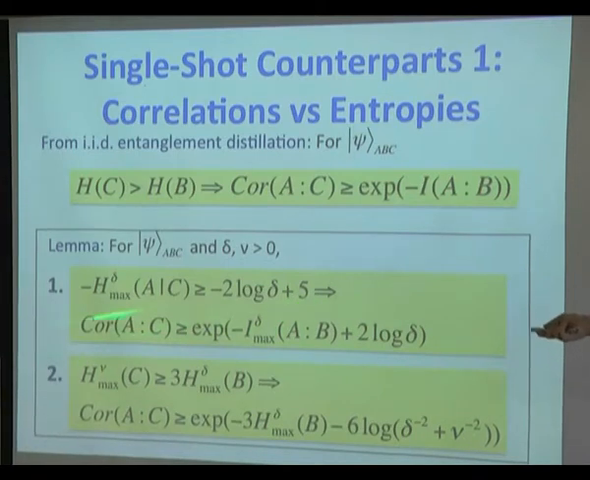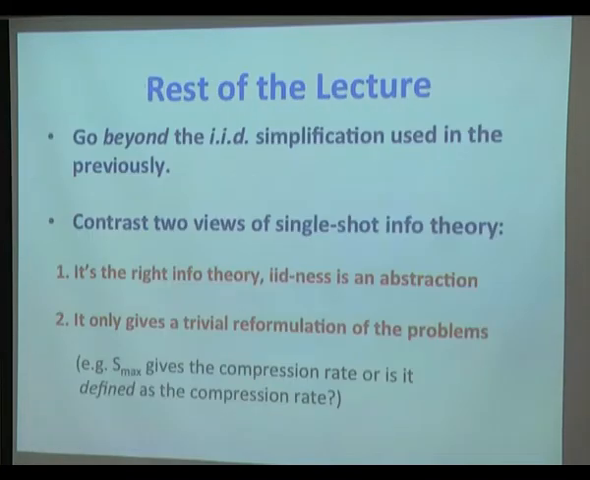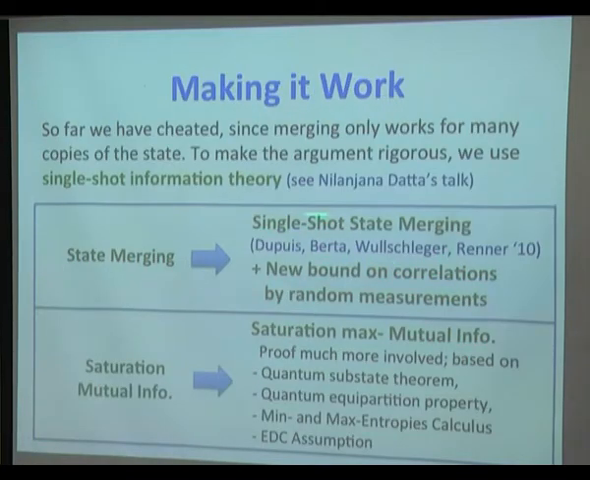And then we have exactly as before. The correlations between A and C are bigger than some mutual information. But now it's the max mutual information that I showed you before, right? So this is pretty nice, right? This is just as before. And actually, how you prove this, you just use a single shot version of entanglement distillation, okay? That's by these guys. We just use this.